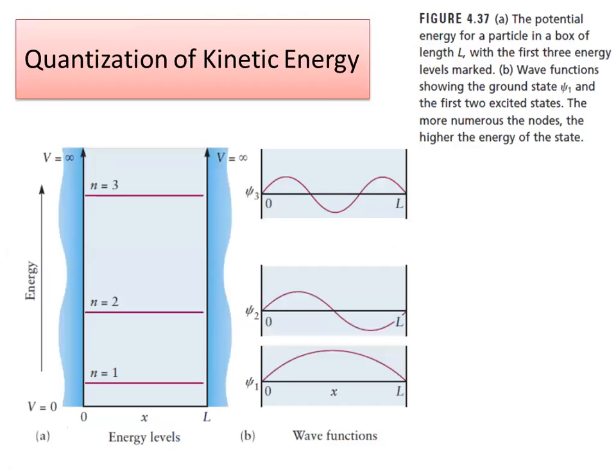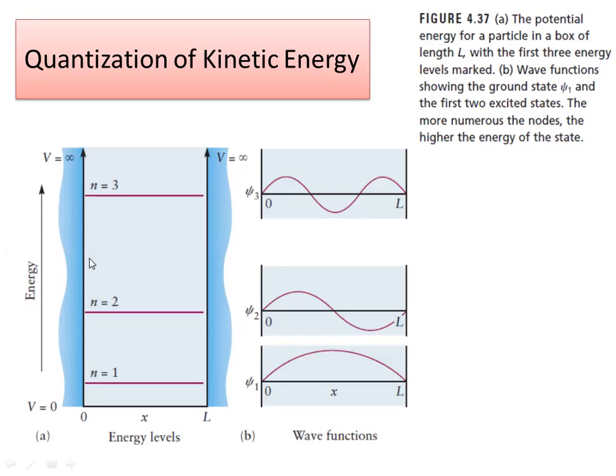So here the first one is the quantization of the kinetic energy. Right, we have already discussed the photon. This is E is equal to h nu according to Planck's constant. Now we are going to quantize the kinetic energy. So what is the kinetic energy at the first level, what is the kinetic energy at the second level, and what is the kinetic energy at the third level.